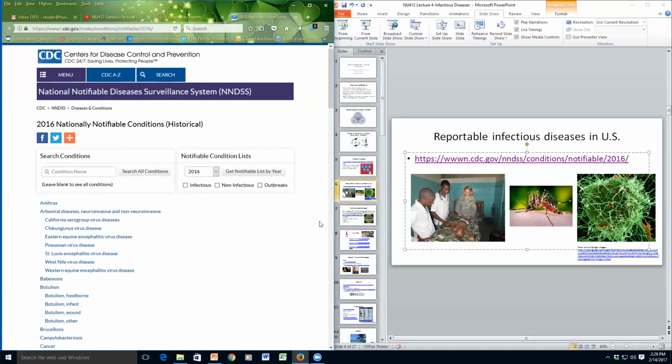Again, this helps with surveillance and tracking of illnesses across the country, and also helping to mitigate any significant problems in a local area, like the Zika virus, for example, which had an outbreak in Florida most recently.